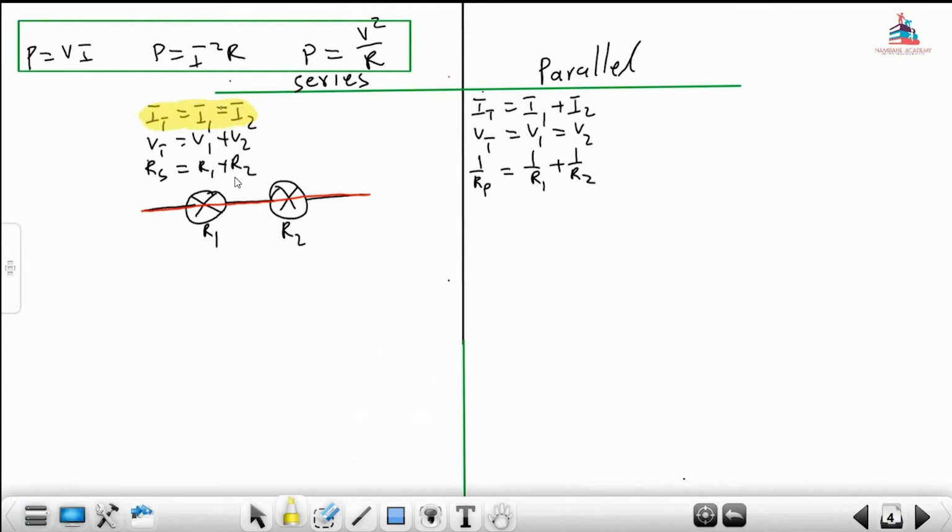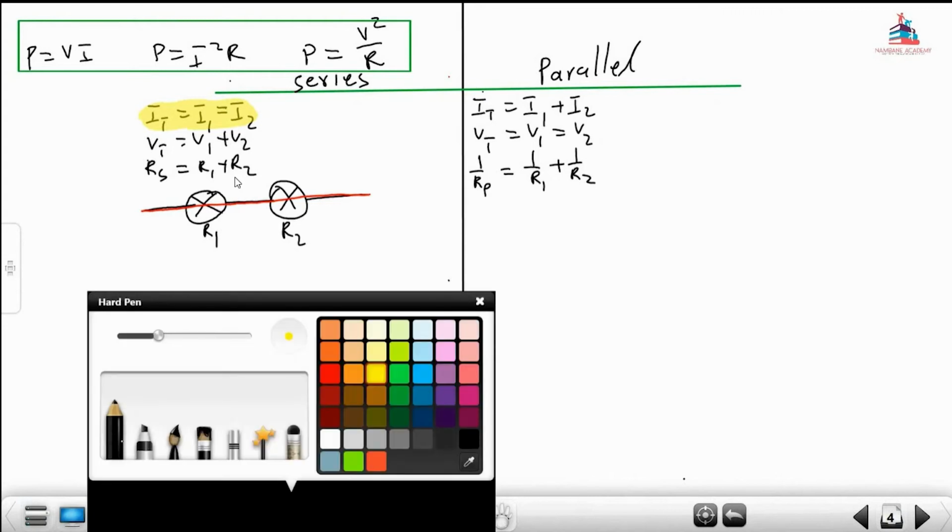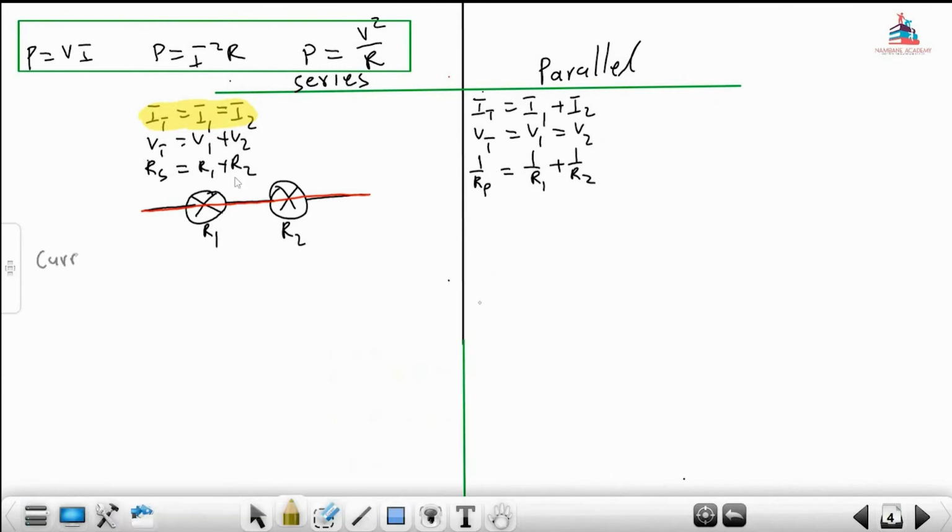So for me to compare two resistors in terms of brightness, I need one variable to be the same. So one can say current is the same for both R1 and R2.